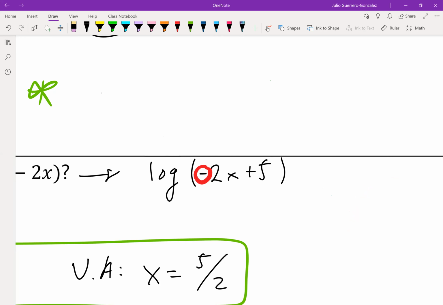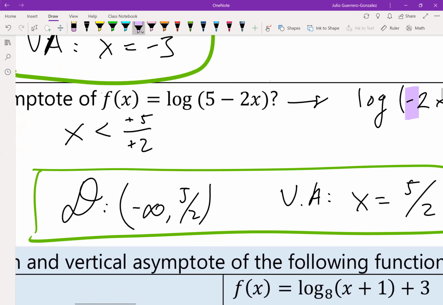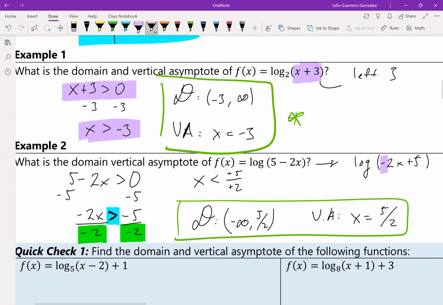So this negative right here flipped it along the y-axis, right? So then it should go from negative infinity up to a point instead of from a specific x value up to positive infinity. And that's exactly what's given in our domain. Notice that it goes from negative infinity up to a specific point, 5/2. Got it? Got it.